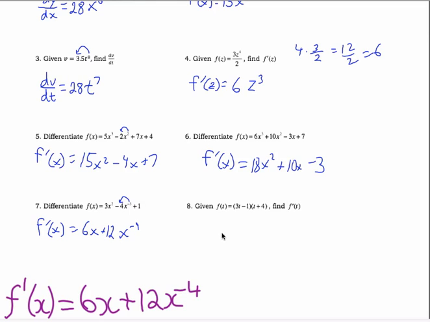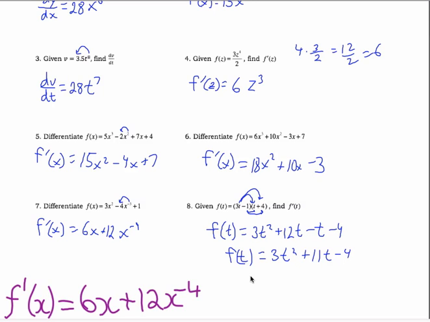Okay, in our last example, first I'm going to rewrite this function before I take the derivative. We're going to multiply this out using the distributive property or the FOIL method, and then we're going to differentiate. So 3t times t is 3t squared, and 3t times 4 is 12t. Then we're going to have negative t and negative 4. We can simplify a bit more before we differentiate. So we get this, and now we can differentiate. So f prime of t is 6t plus 11.